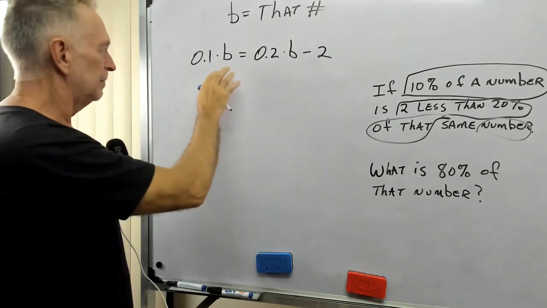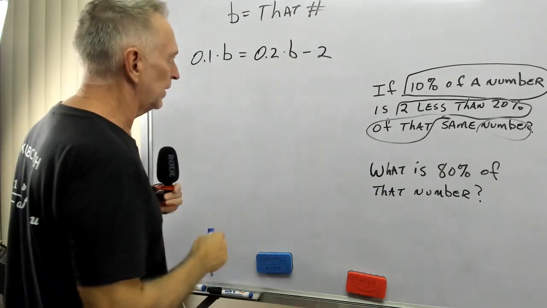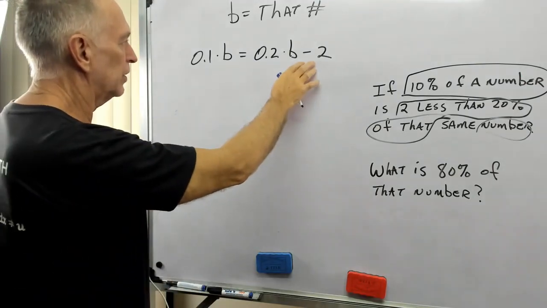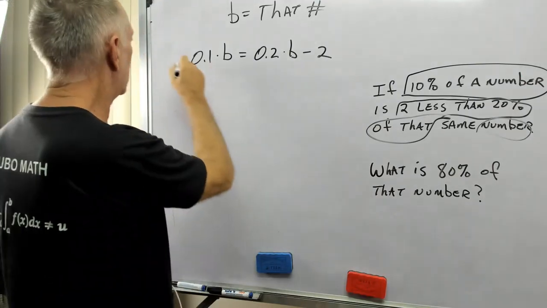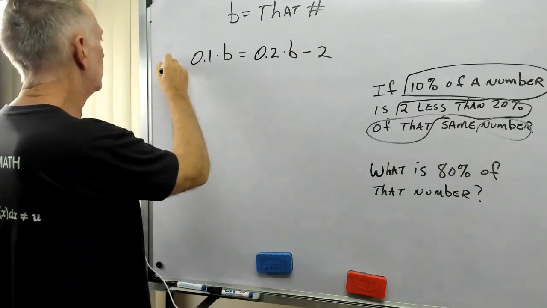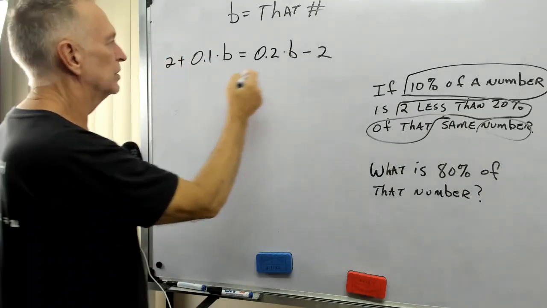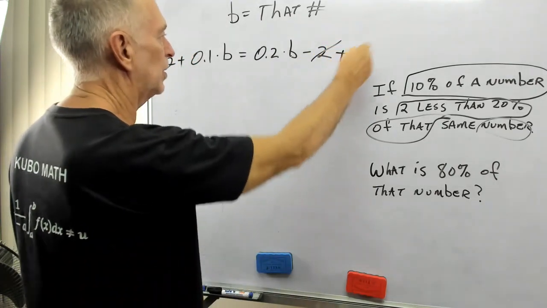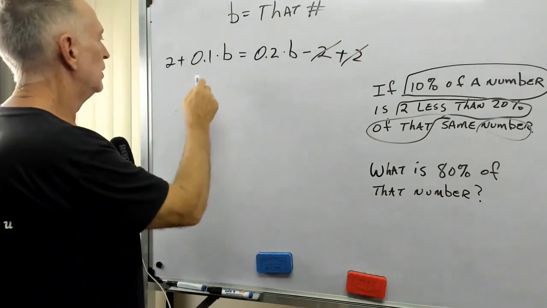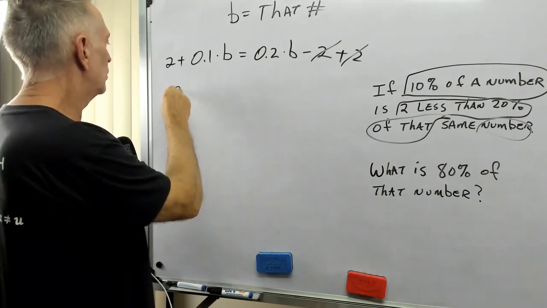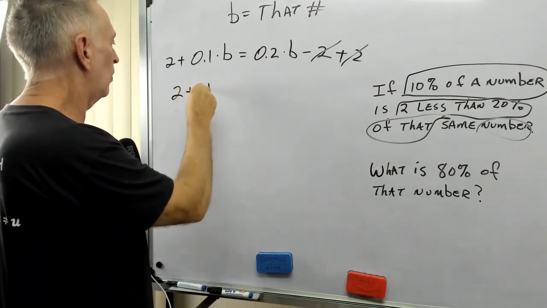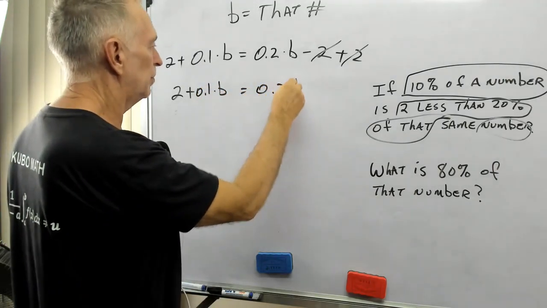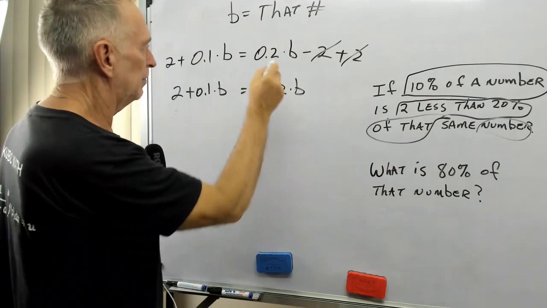All right, so what do we have here? We need to get B equals something. So let's add, to start with, let's add 2 to both sides. So 2 plus this and plus 2. So a minus 2 plus 2, those cancel. So I end up with 2 plus 0.1 times B equals 0.2 times B.